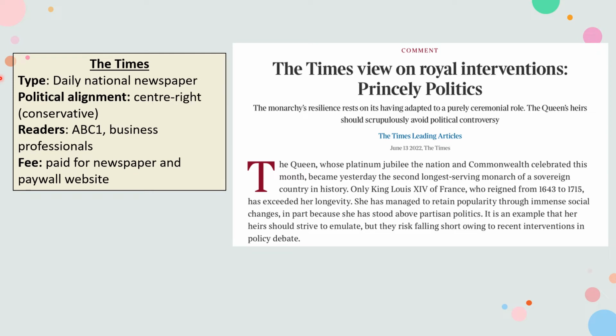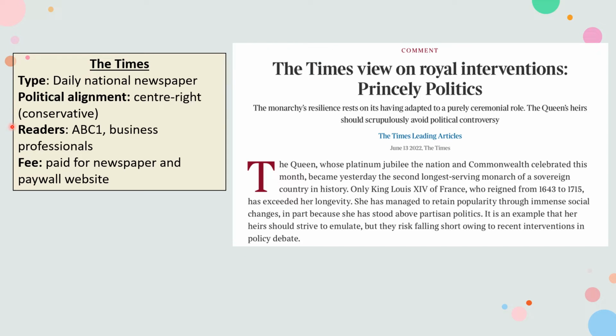And let's imagine we've done our research into some of the bigger newspapers, the Times being one of them, and we have a rough idea of the readership and their values. We would know that the Times is a daily national newspaper, so we will have quite a big reach across the UK and internationally. They claim themselves to be centre-right politically, which means they're more likely to have conservative values, something that is definitely important to consider with the article we're looking at here.